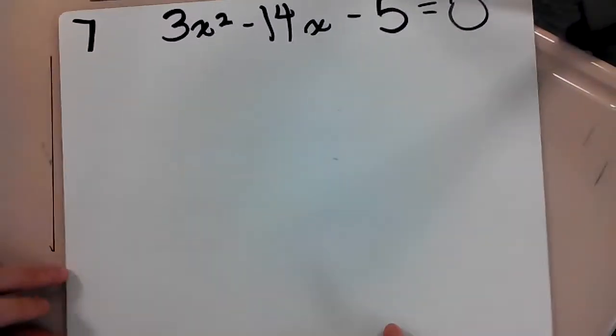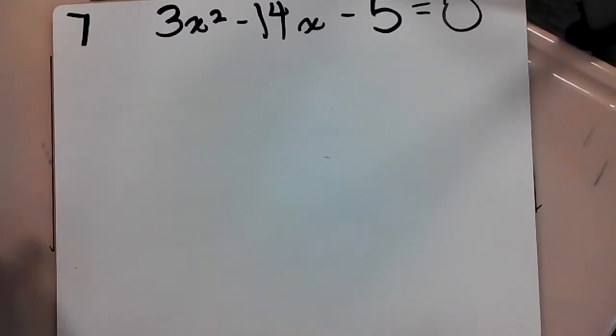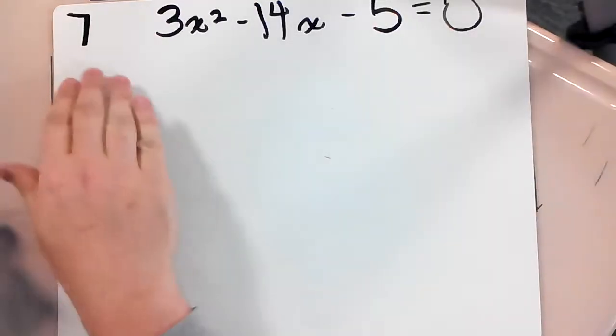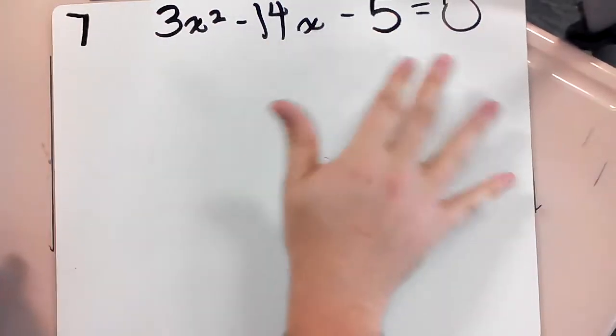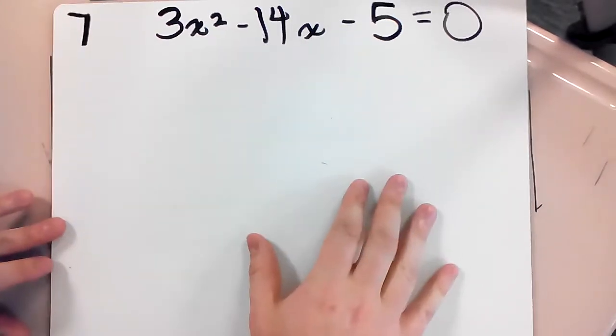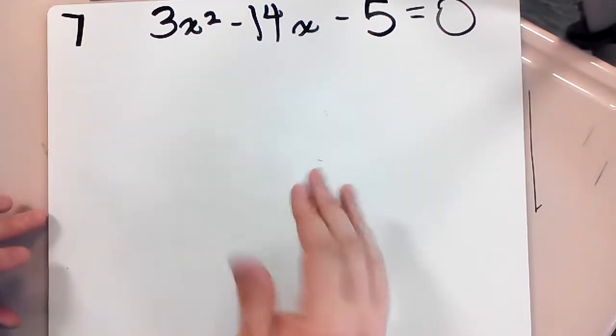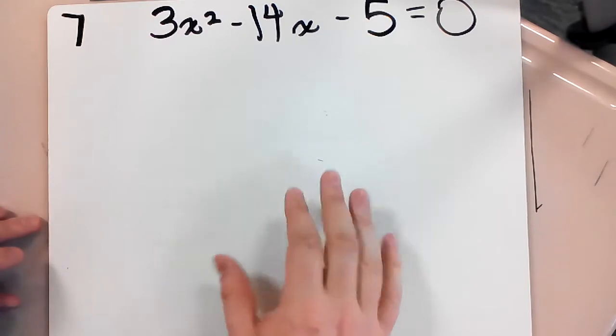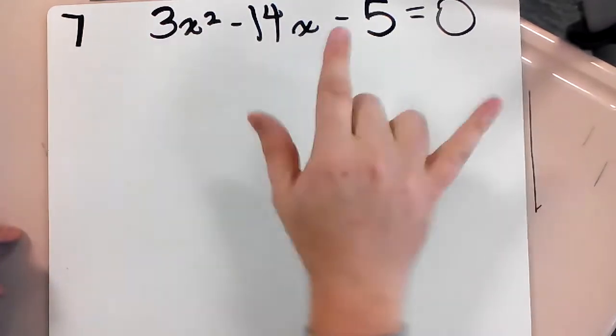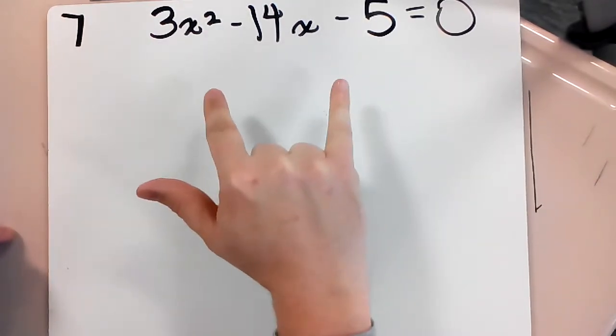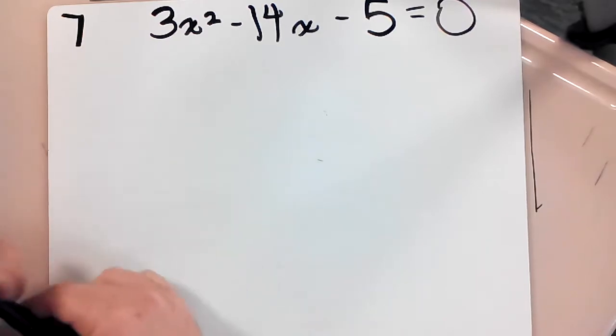All right, let's take a look at the first example. The first example here is 3x squared minus 14x minus 5. I took number 7 and set it equal to 0 already. If you're not sure how to do that, I'm going to do that on the last example. First, I'm going to check to see if this is factorable. Let's see how that looks.